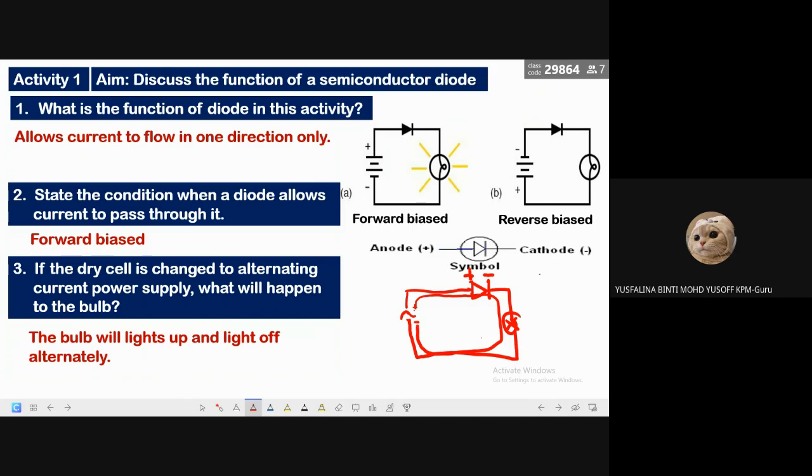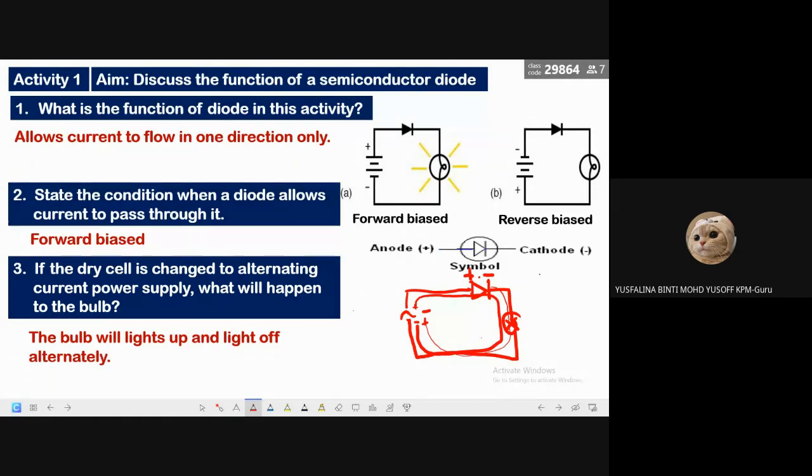So from the alternating supply, the terminal makes a positive, and positive is forward bias. So the bulb will light up because of forward bias. But then when we change the terminal, now it becomes negative here, so the positive will be connected to the negative terminal. So it will become reverse bias, and the current will not flow. So it will be sometimes on, sometimes off.